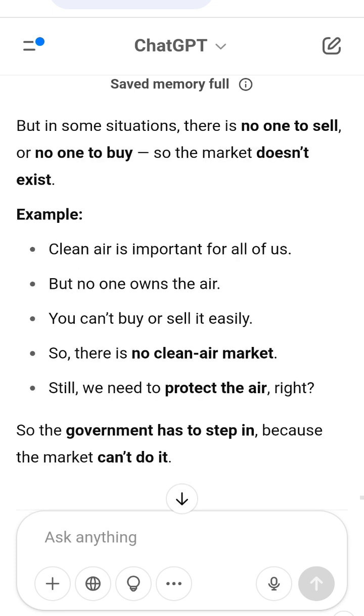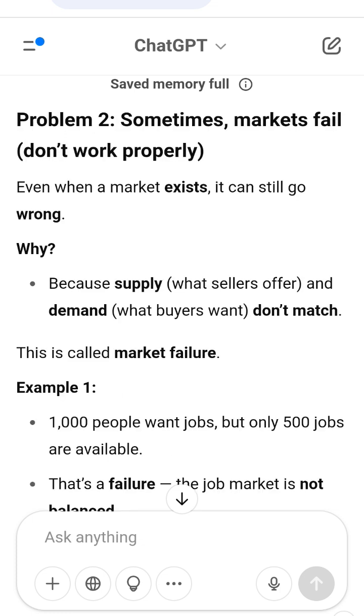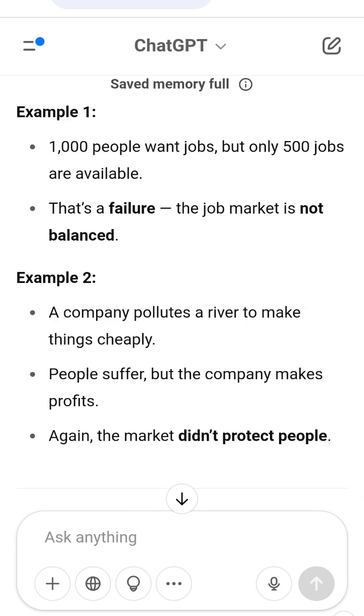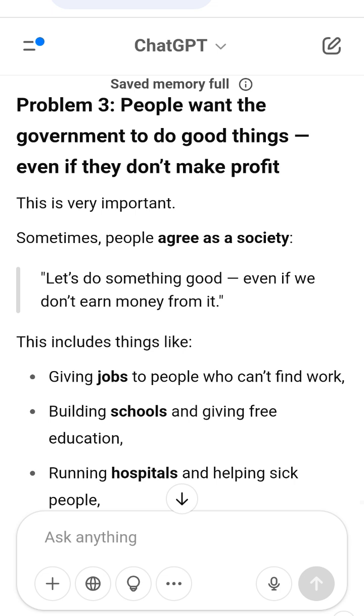Problem 2: Market exists but doesn't work properly. Sometimes the market is unfair or doesn't balance supply and demand. Example: too many people want jobs, but not enough jobs are available. Or factories pollute rivers to save money, people suffer, but the market doesn't stop them.